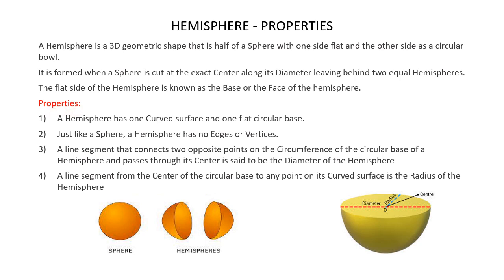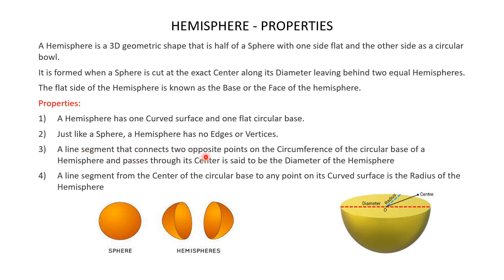Let's now look at the properties of a hemisphere. A hemisphere has one curved surface and one flat circular base. So as you can see in this hemisphere, this is the curved surface and this is the flat circular base of the hemisphere. Now just like a sphere, a hemisphere has no edges or vertices.